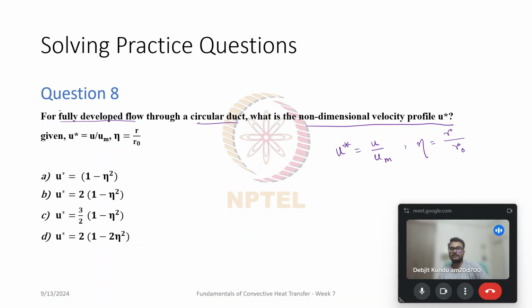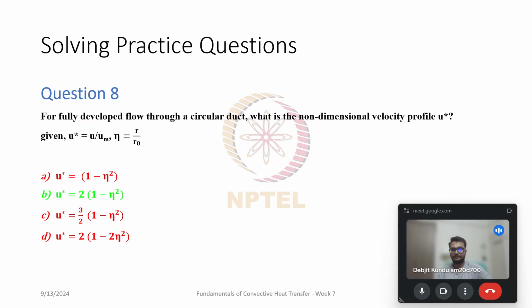So here the main keyword is that for a fully developed flow through a circular duct, what is the non-dimensional velocity profile? Is it option A, U star equal to 1 minus eta squared, or is it option B, U star equal to 2 into 1 minus eta squared? Is it option C, U star equal to 3 over 2 into 1 minus eta squared? Or is it option D, U star equal to 2 into 1 minus 2 eta squared? Let's take a look at the solution.